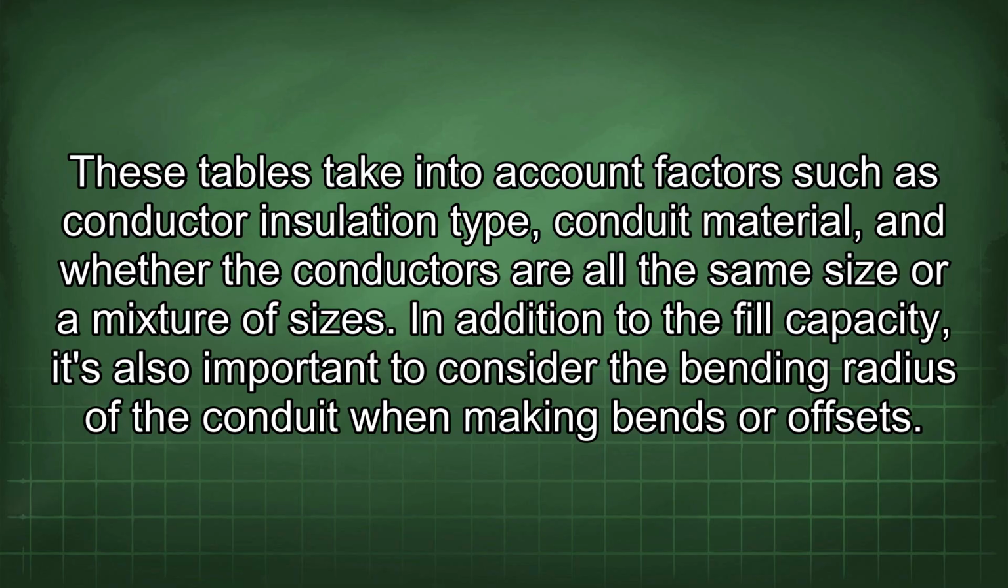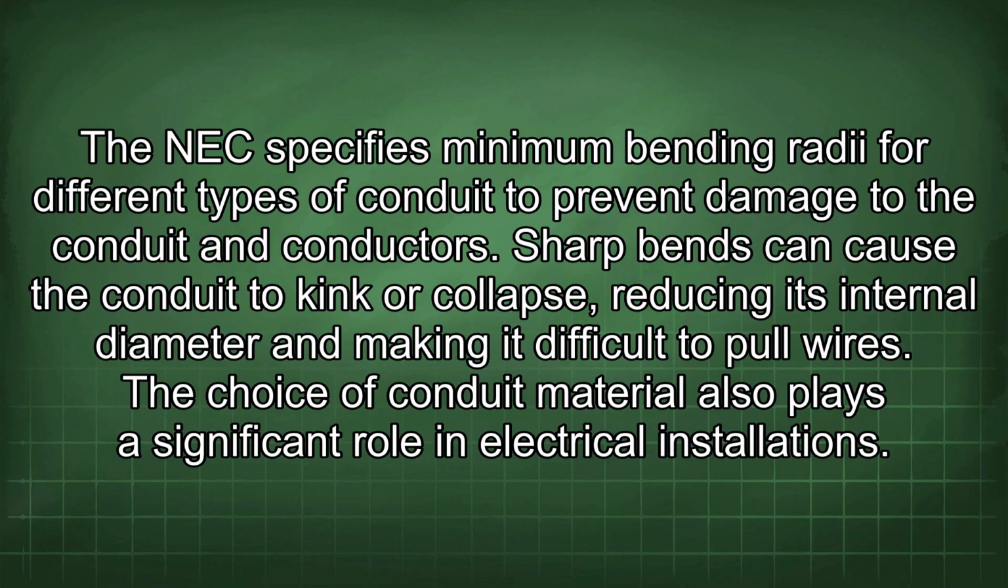In addition to the fill capacity, it's also important to consider the bending radius of the conduit when making bends or offsets. The NEC specifies minimum bending radii for different types of conduit to prevent damage to the conduit and conductors. Sharp bends can cause the conduit to kink or collapse, reducing its internal diameter and making it difficult to pull wires. The choice of conduit material also plays a significant role in electrical installations.